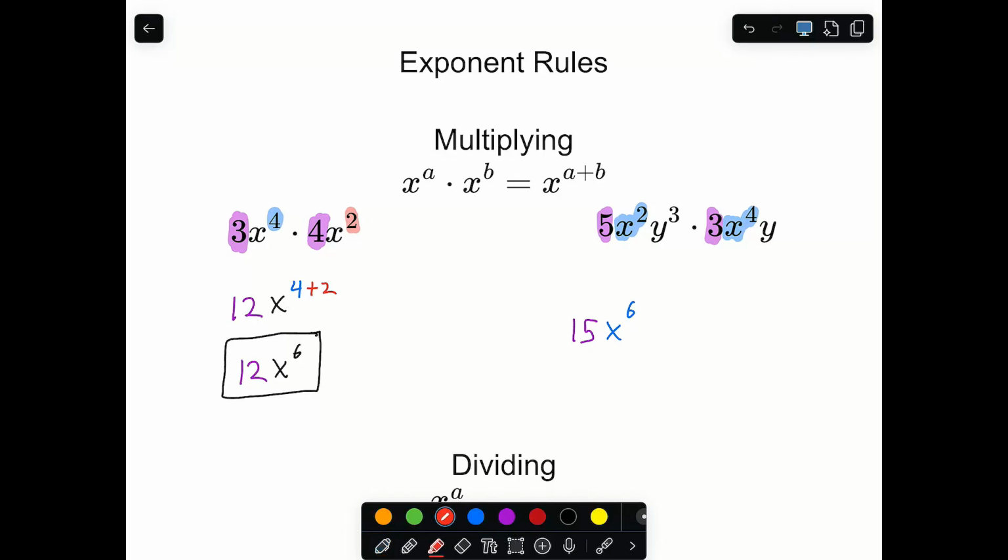And then I'm going to do the same thing for y. I have y to the third. I have y, there's no number here, but it's really to the first, right? There's like a secret 1 here, which gets me y to the 3 plus 1, which is 4. And that is my final answer for that question.